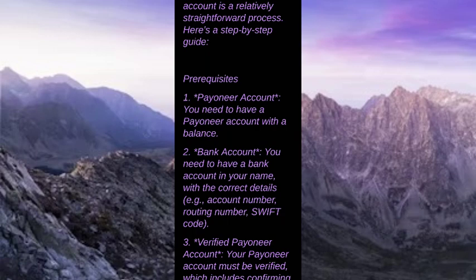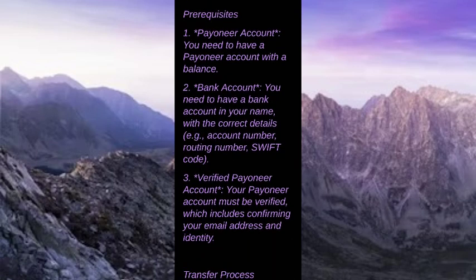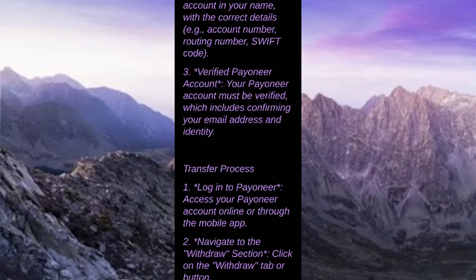Number one, you need to have a Payoneer account with a balance. Number two, you need to have a bank account in your name with the correct details. That is your account number, routing number, and SWIFT code. Your Payoneer account must be verified, which includes confirming your email address and identity. Once you have this, you're good to go.